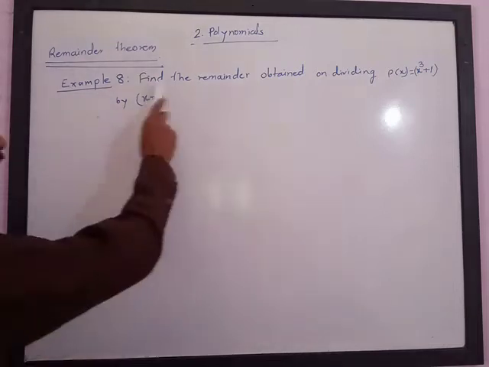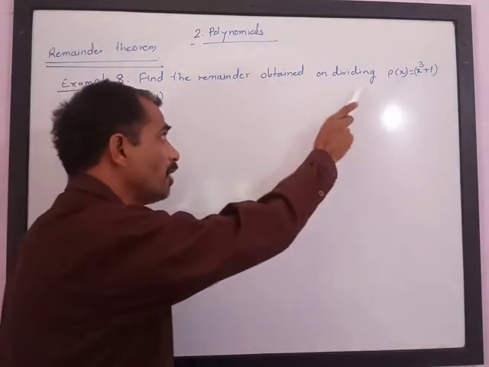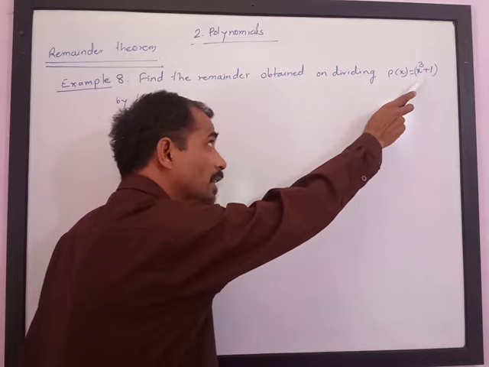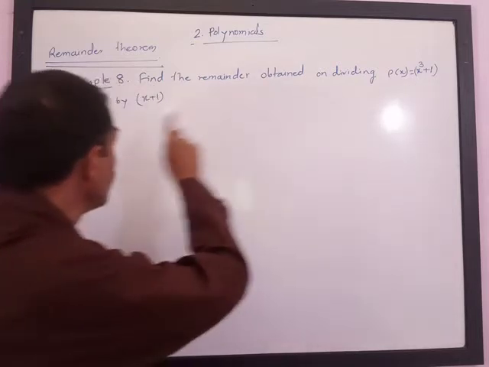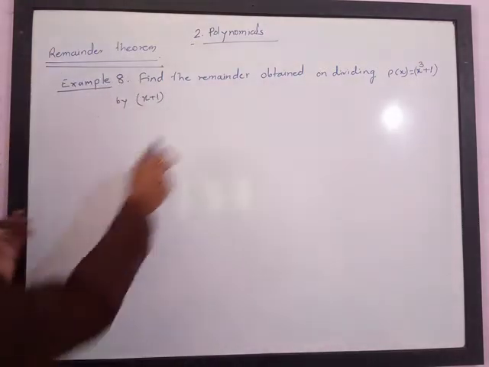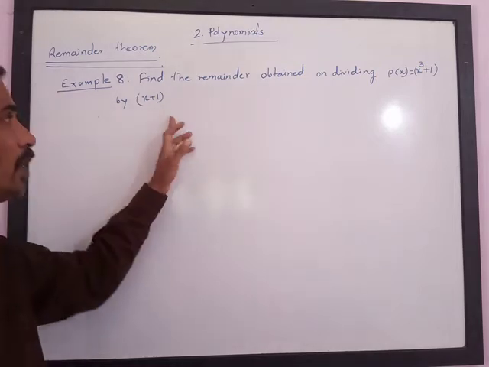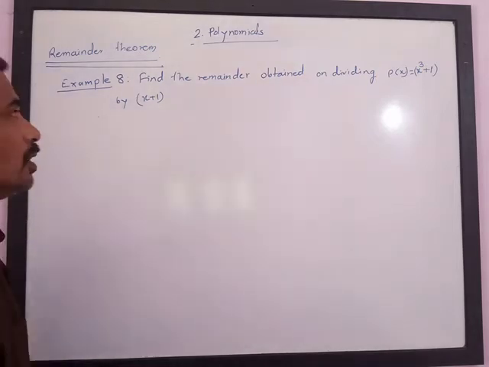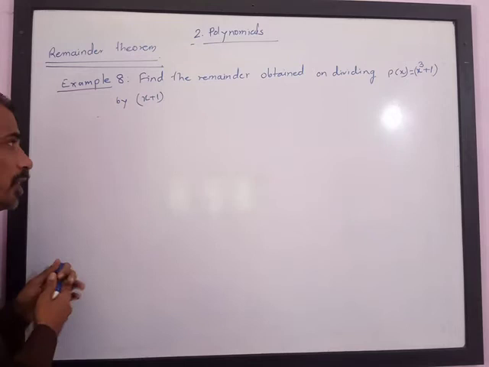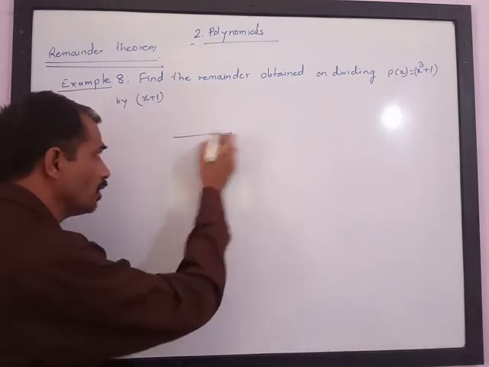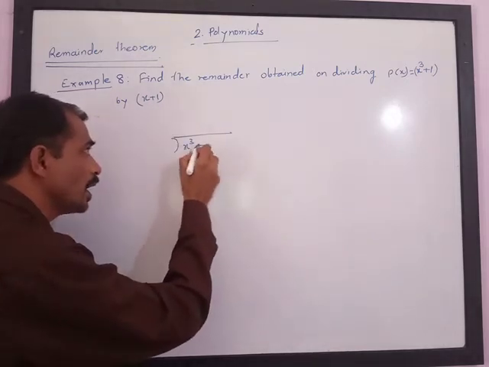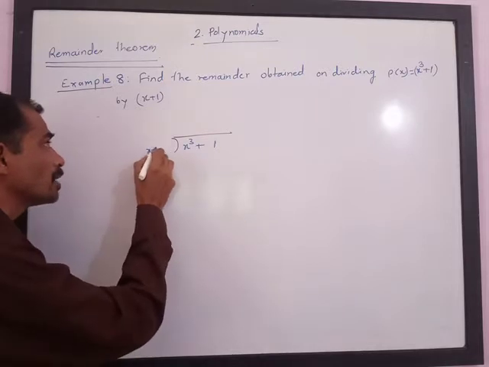Next question is find the remainder obtained on dividing p of x is equal to x cube plus 1 by x plus 1. Now this can be obtained by finding the value, as well as by doing actual division. So let us try by actual division, if x cube plus 1 is divided by x plus 1.